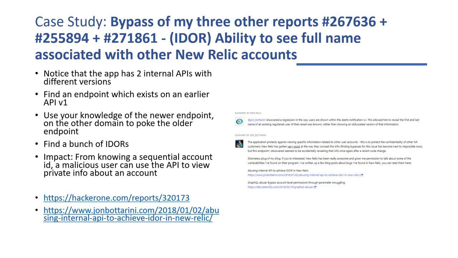This is a useful piece of recon advice as well, which is that you can use your knowledge of newer things to test older endpoints. And what he found was a bunch of IDORs that all do similar things. There's more information in his blog post. And the impact is from knowing a sequential account ID. So if I've got ID 4, someone else has ID 3. A malicious user can use the API to view a lot of private info about an account, just by the fact that an IDOR hadn't been fixed.